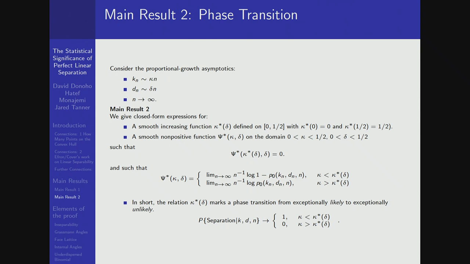And what we end up with is a smooth function which goes from 0 to a half. So delta goes from 0 to a half. And at k sub f, I don't think this is 0. I think this is 1. I'll show you on the next slide. I think that's incorrect. I think this is 1. So what we get are two large deviation exponents.